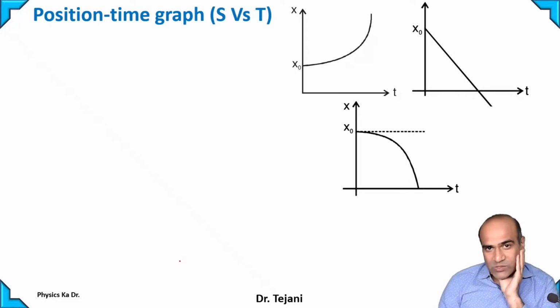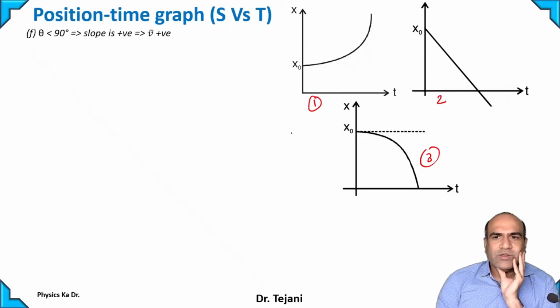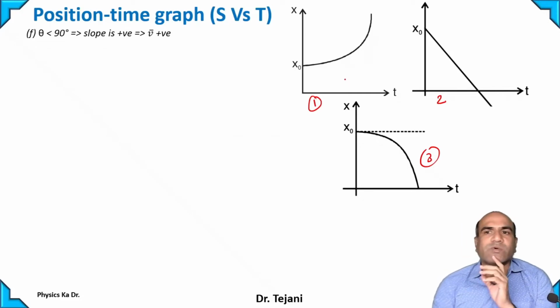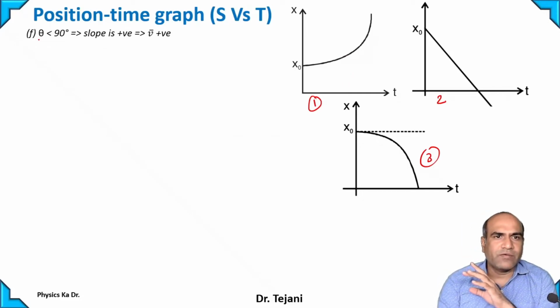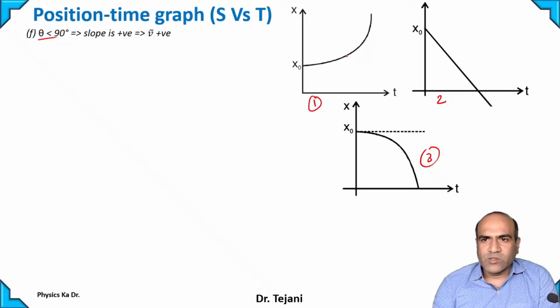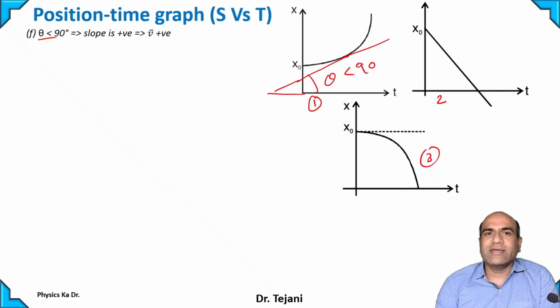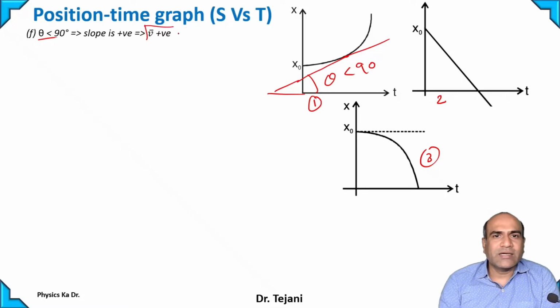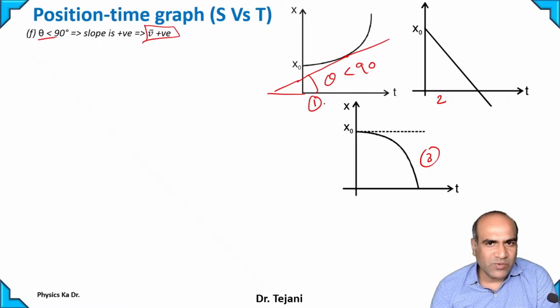So we can see, let's say this is one, this is two, this is three. Let us check first. What is our first check? First we check theta. Let's take the tangent here. And what about this angle? Less than 90 degrees. So what is our conclusion? It is positive.